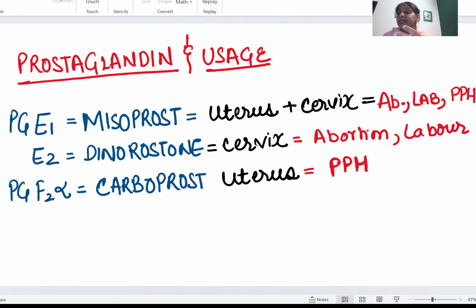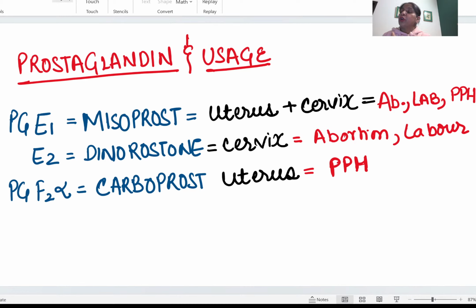How will you remember that it acts on the uterus and cervix both? It is very simple. It is the first, it is on the top, and its name is meso, the main drug. It acts on both uterus and cervix, so it can be used to induce abortion. In the second trimester, prostaglandins are the drug of choice.